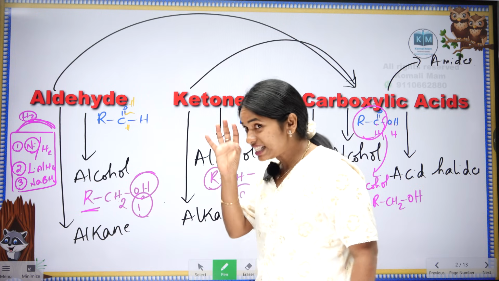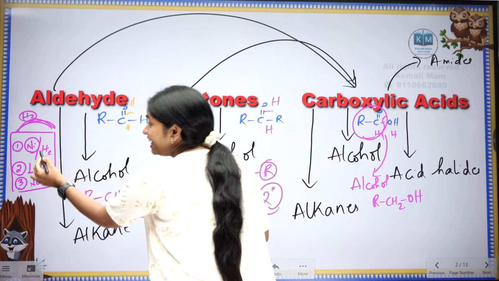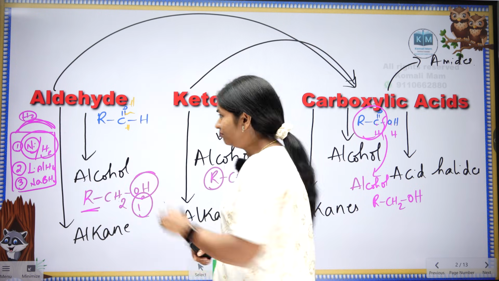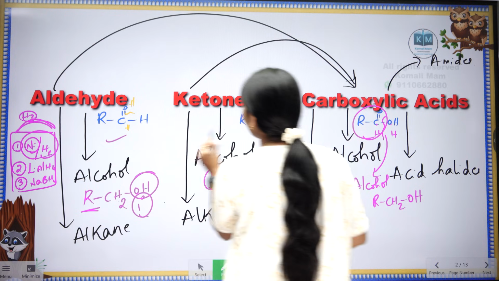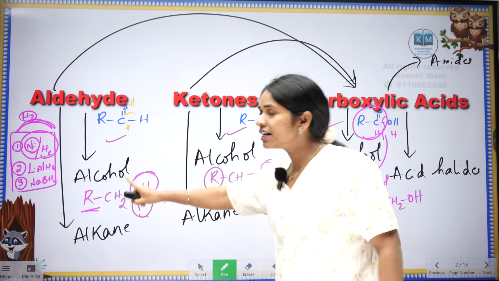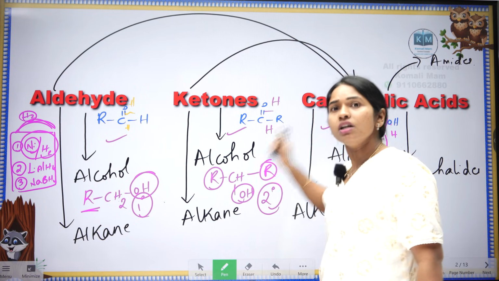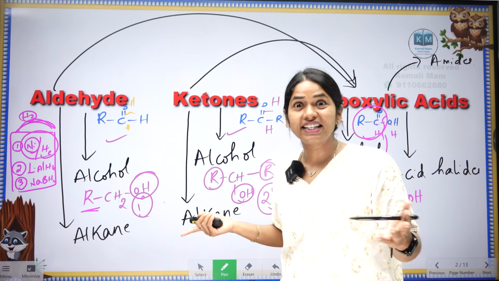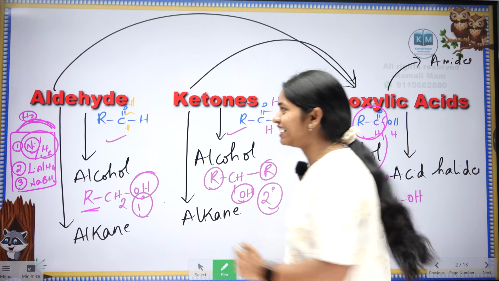See how easily we'll do this. Nickel over hydrogen will perform all three reactions. What is the meaning of this? It converts aldehydes to alcohols, ketones to alcohols, carboxylic acids to alcohol. Done. Three reactions you learnt here.